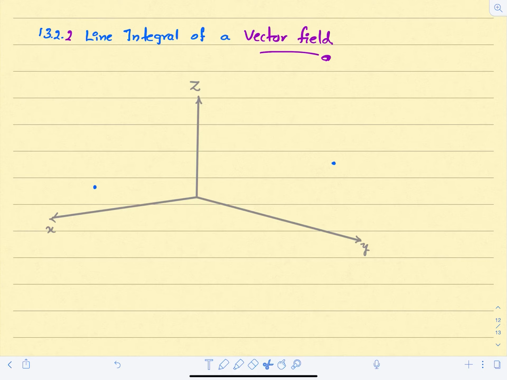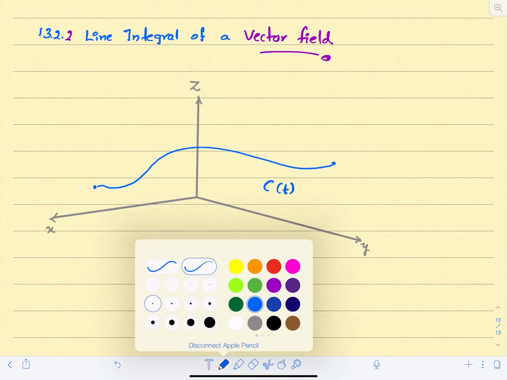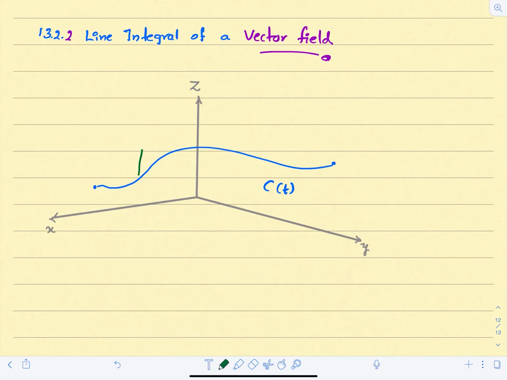The second part of this section, and here we are going to consider line integral of a vector field. Let's say we have a parametric curve given by c of t. Now we have a vector field on this curve. So maybe at this point I have a vector like that. Maybe here your vector is this. Maybe here your vector points in this direction, and so on.